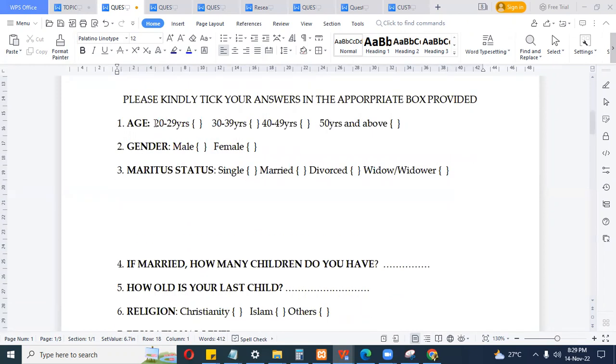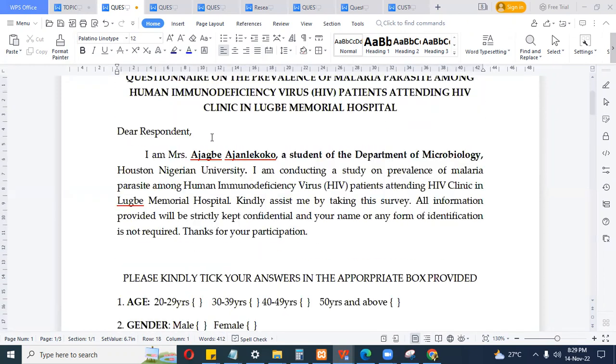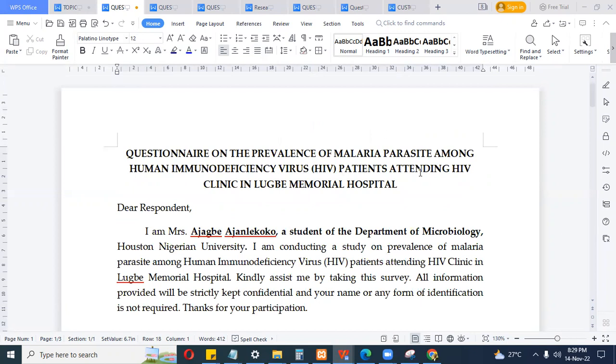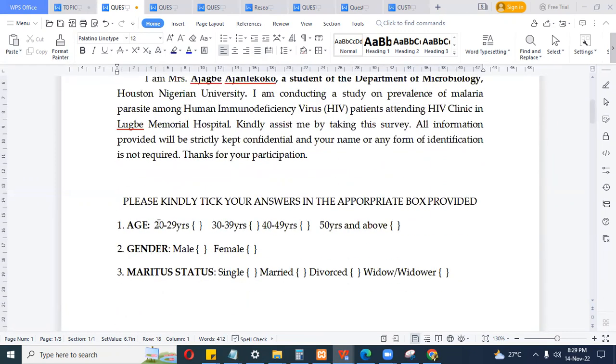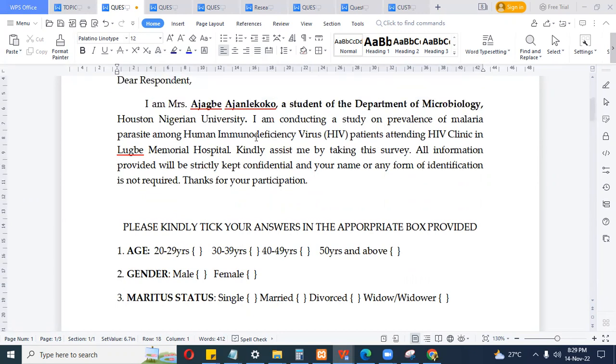Now, 22 patients attending. So the question is, is this survey for kids? Is it for adults? Is it for the elderly? Why did you choose to start from 20? Is this particular person on the call now?